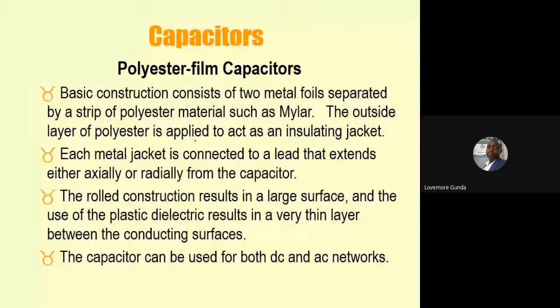Then also what are called polyester film capacitors, right? Consists of two metal foils separated by a strip of polyester material such as mylar. Outside there, the polyester is applied to act as an insulating jacket. Each metal jacket is connected to the lead that extends either axially or radially from the capacitor. The rod construction results in a large surface, and the use of the plastic dielectric results in a very thin layer between the conducting plates. The capacitor can be used for both DC and AC networks. Well, you go into details of this when you are designing your circuits and you want to see which capacitor to use.